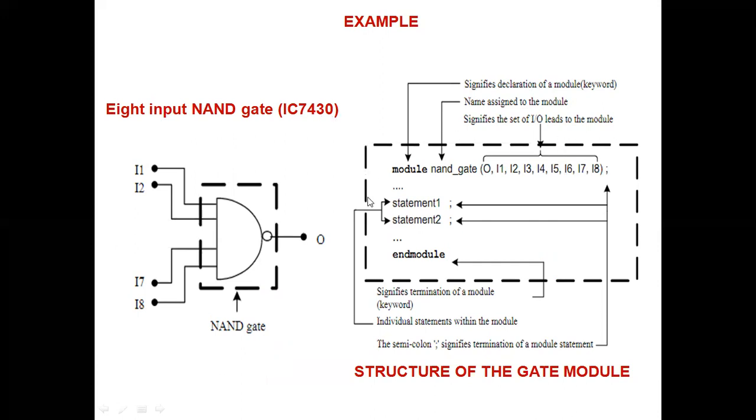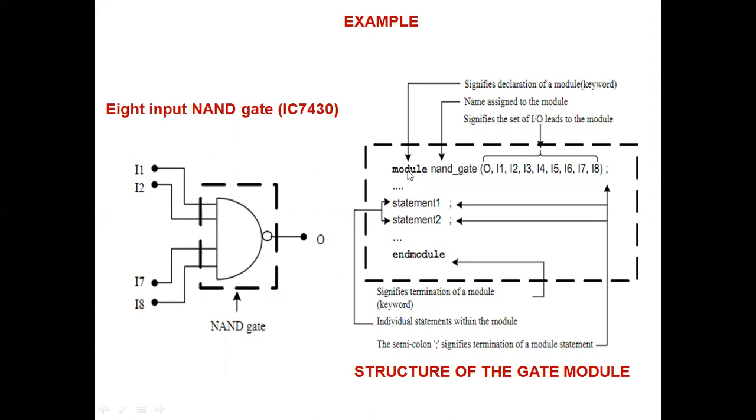Now at the right side, this gives the structure of the gate module for this particular 8 input NAND gate. See here, how to start your Verilog program? You always have to begin with module, which is the declaration of a module. This is the keyword module. Next, by the side we write the name of the module. Here you are going to design the NAND gate, so just for understanding you give the name NAND underscore gate.